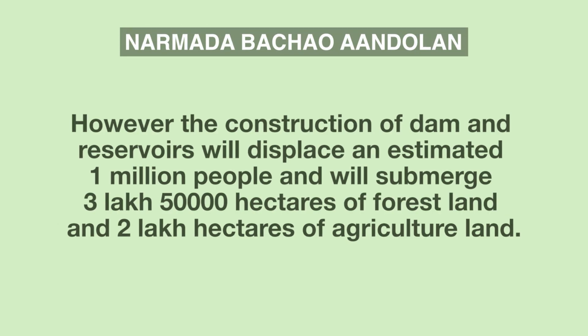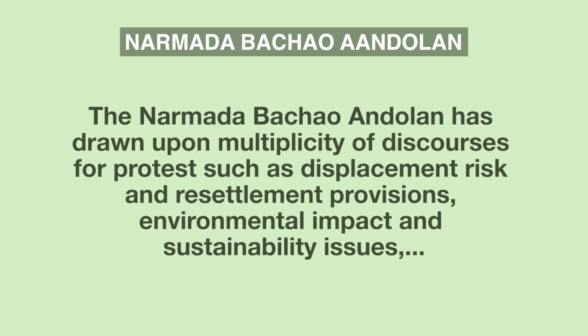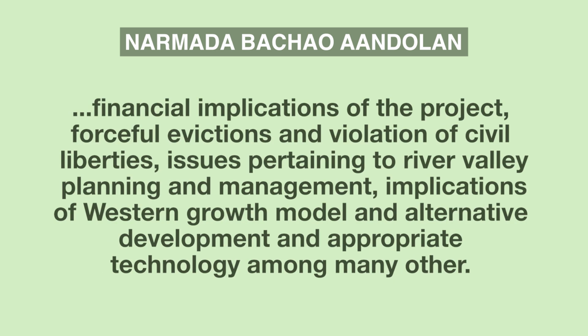However, the construction of dams and reservoirs will displace an estimated 1 million people and will submerge 350,000 hectares of forest land and 2 lakh hectares of agricultural land. The Narmada Bachao Andolan has drawn upon a multiplicity of discourses for protests such as displacement risk and resettlement provisions, environmental impact and sustainability issues, financial implications of the project, forceful evictions and violations of civil liberties, issues pertaining to river valley planning and management, implications of the Western growth model, and alternative development and appropriate technology, among many others.